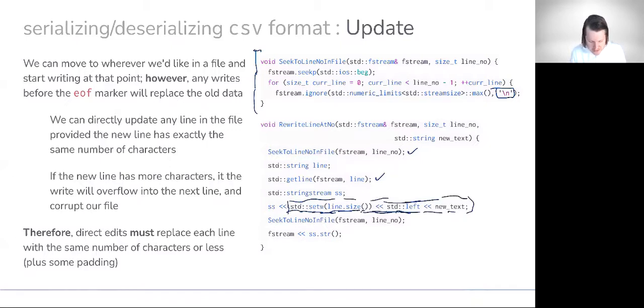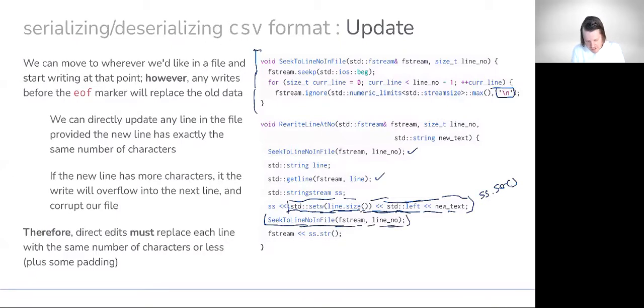If at this point you're going, I don't really know how to use a string stream, I'm not sure what this setw is, this std::left, it's okay. I'm just trying to make a point here. Once we've done this, we can get a string representation with the proper padding with the new text by writing ss.str. What I can do is seek back to the beginning of the line I'm interested in in that file, and I can simply write that string representation there.